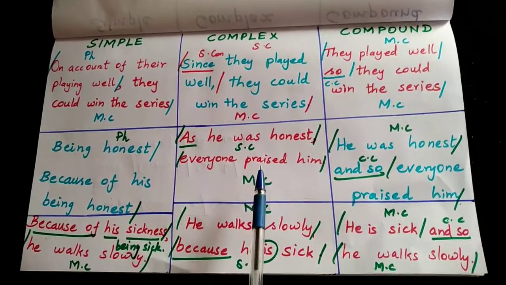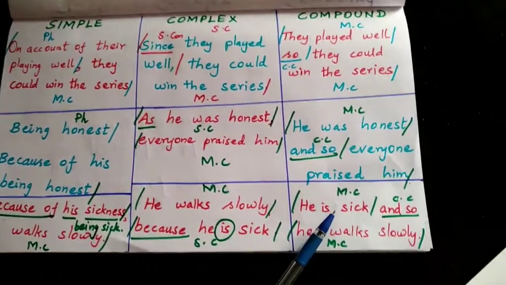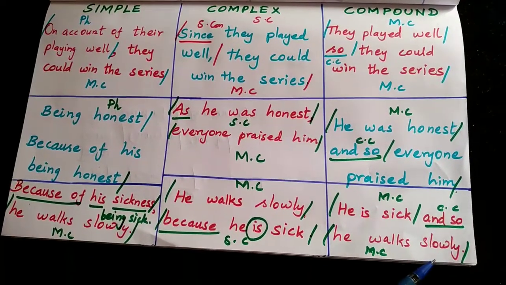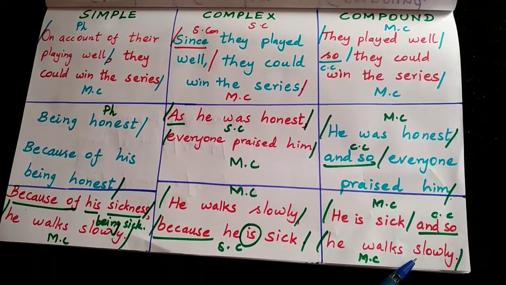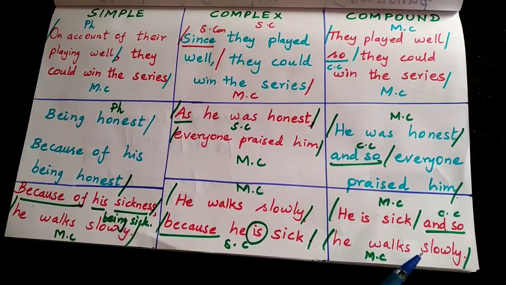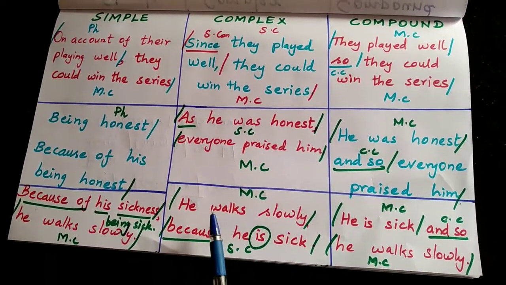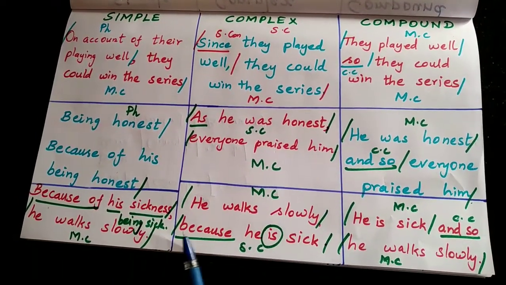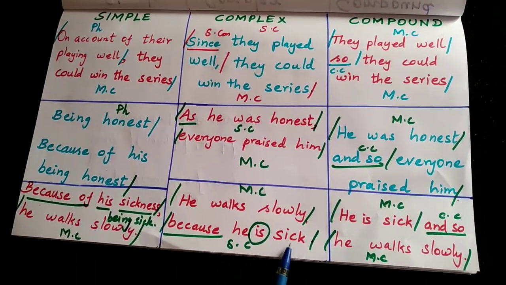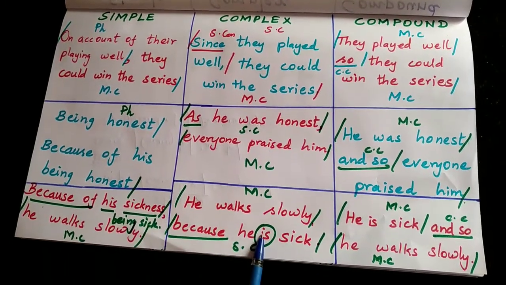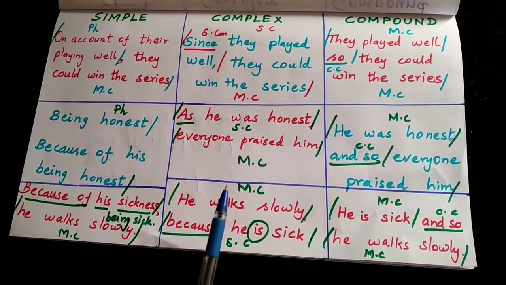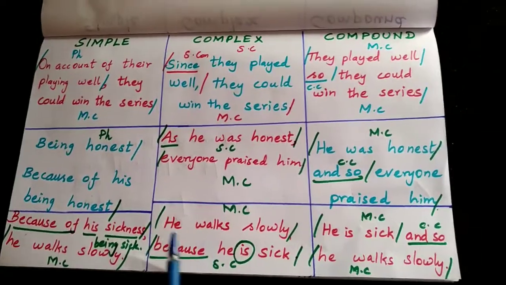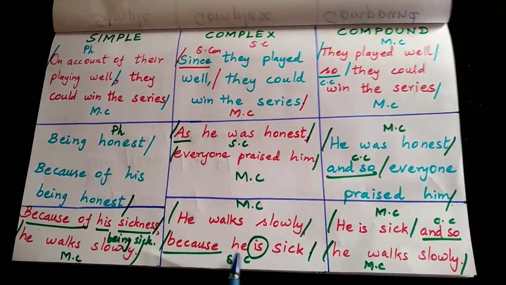See the next example. Let us go from the compound sentence. He is sick and so he walks slowly. If you get such sentences, how do you change them into a complex sentence? He walks slowly because he is sick. Both are in present tense, you see. Both the clauses should be in the same tense, okay? He walks slowly because he is sick.